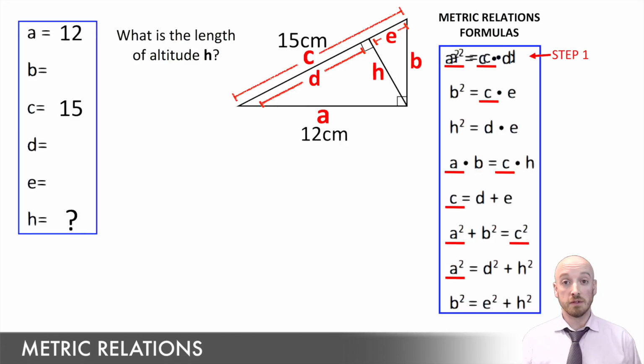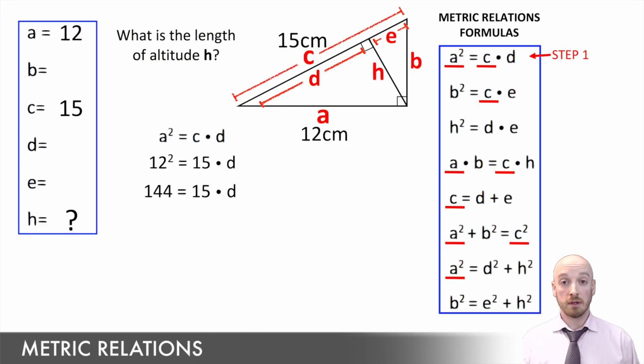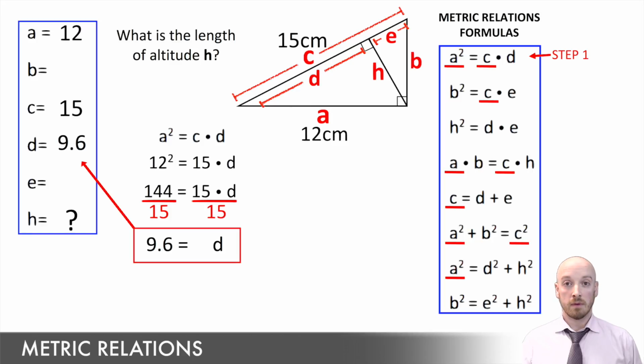So here I'm going to choose the a squared equals c times d formula so that I can find the length of side D. Now pretty simple here, all I'm going to do is fill in my values, square that a value, and then divide by c to isolate the d value. Now as soon as I do that, I'm going to go to my list on the left and fill in the number that I just found for d. And once I do that, it's back to the formulas, and I underline everywhere I see the letter D because I also know that value.